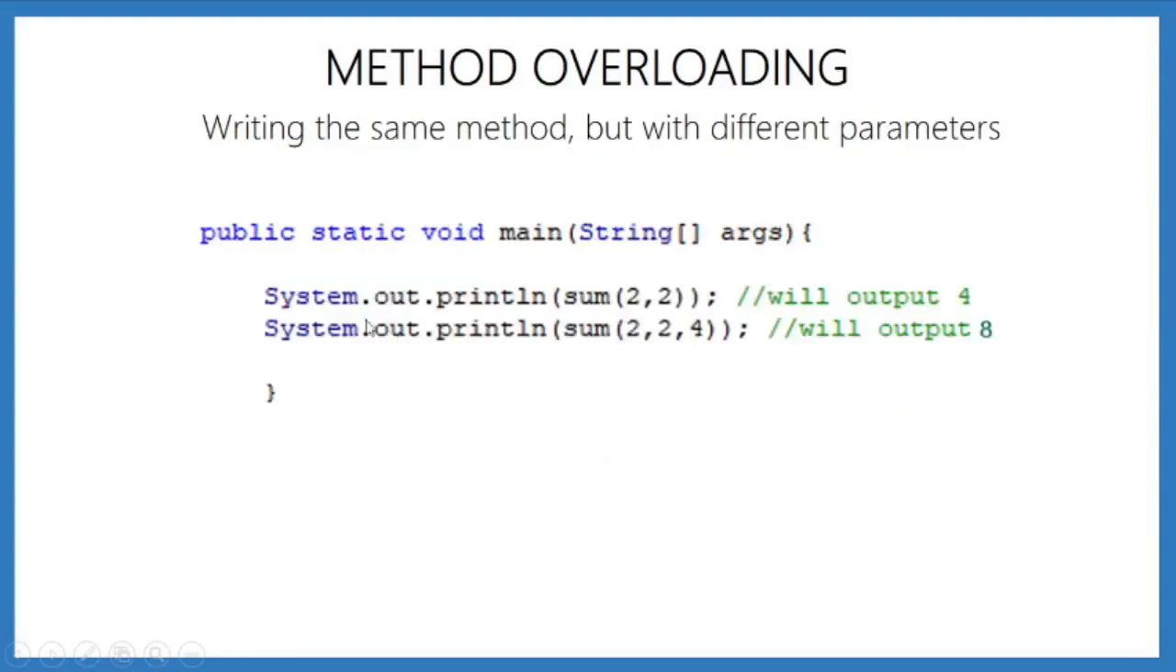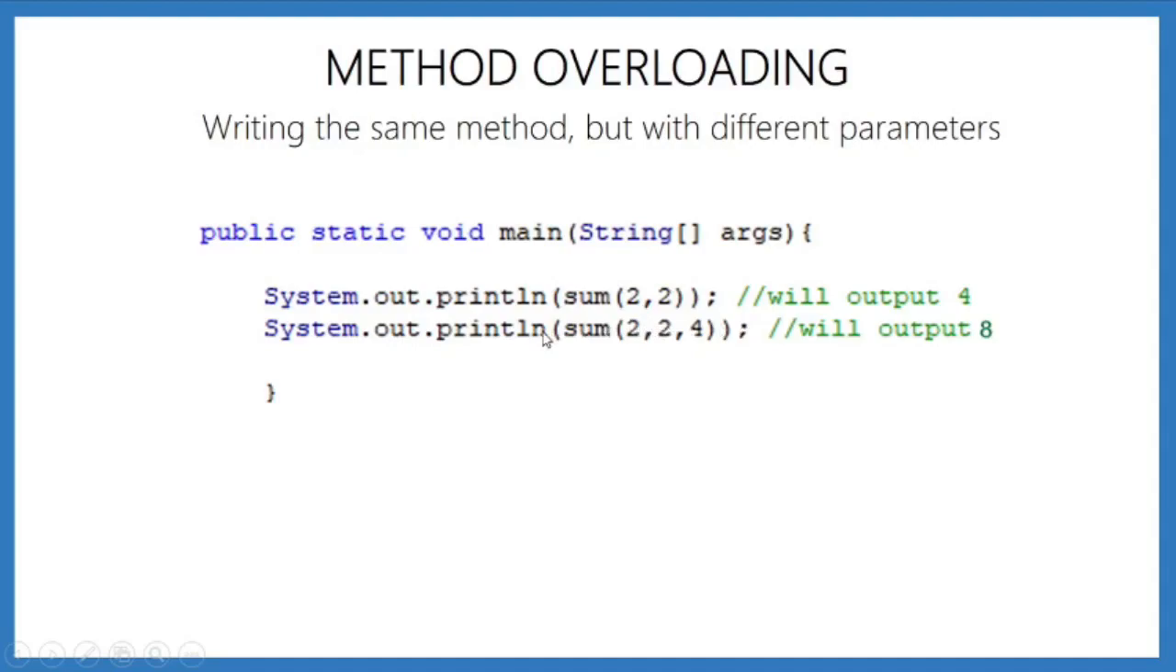As you can see here, in the main method, there is this sum method, which is 2 plus 2 and will output 4. In this one, this sum method has 2 plus 2 plus 4 and thus will output 8. As you can see, this method with two parameters has been overloaded with this method that has three parameters.